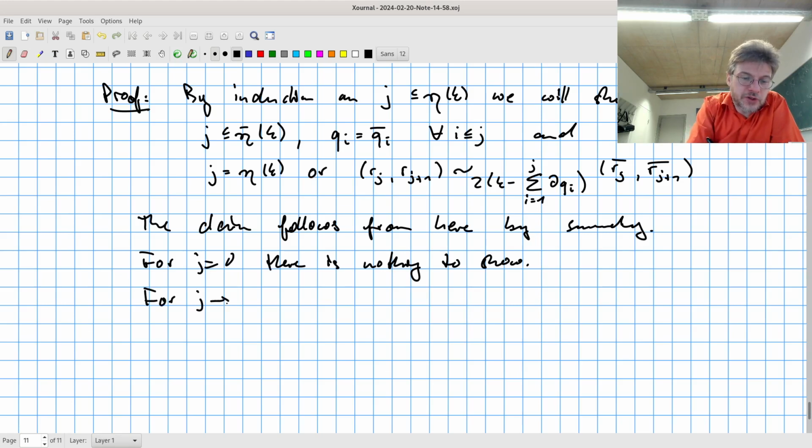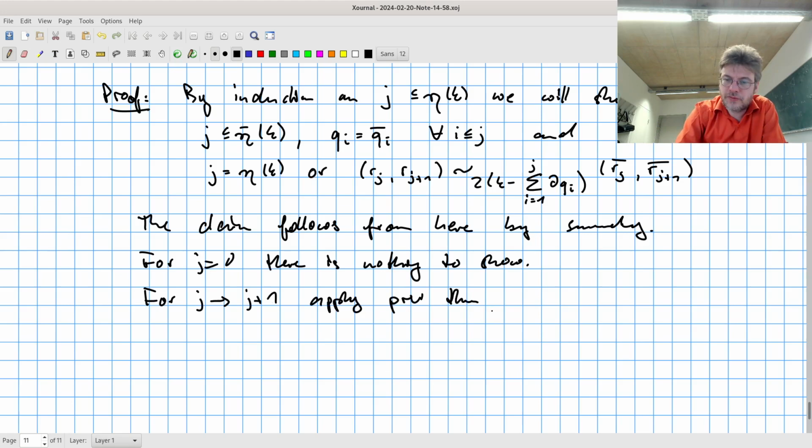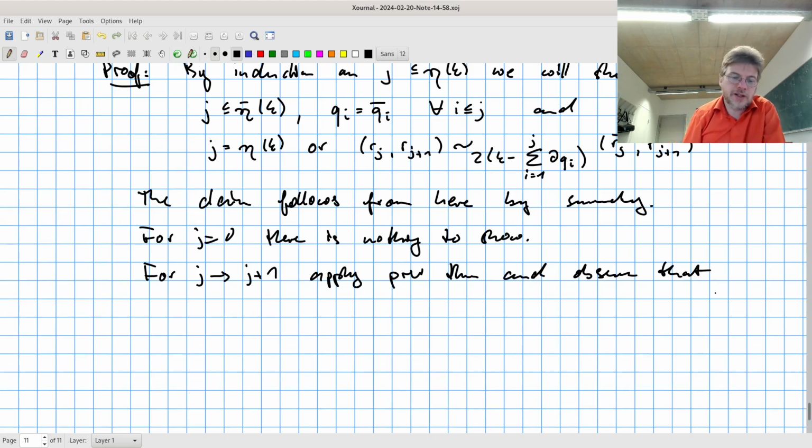For j implies j plus 1, all we have to do is to apply the previous theorem, because an induction step corresponds to one iteration in the Euclidean algorithm. And what happens in a single iteration, this is the big theorem that we proved before. We just have to plug it in here, and then everything works out as desired. So apply the previous theorem and observe that you get the right estimates of the degree.